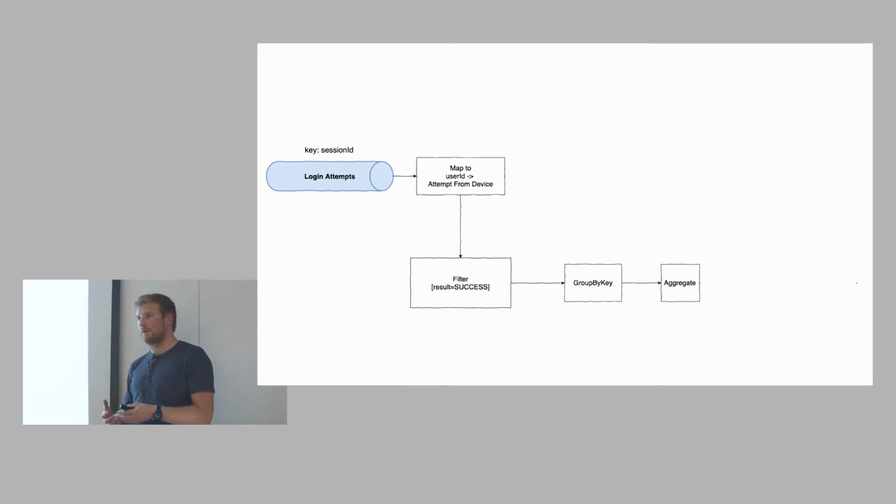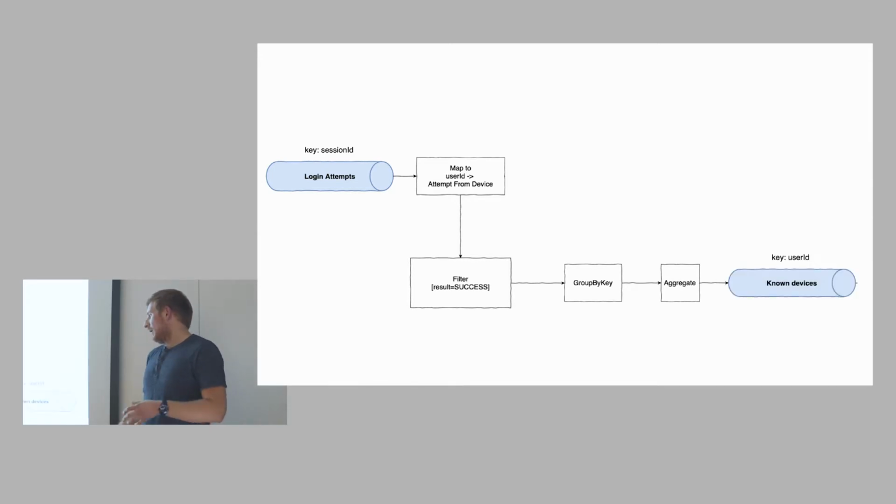So let's imagine a situation where a user is coming with his first login attempt from a new device. An aggregate obviously will be non-existent, it will be empty. So we will just append this new device to the collection of user devices. With the following attempts coming from new devices, we will just append the new device to the existing aggregate. So this is this operator. And the result of the aggregation will be put in the known devices stream. Job done. We have done the known devices aggregation.